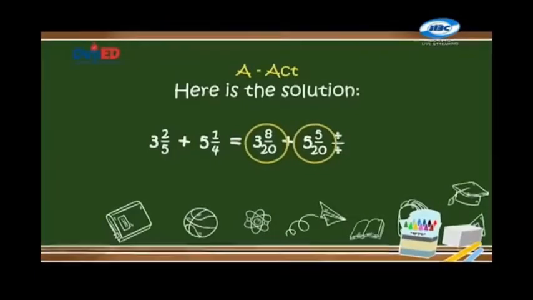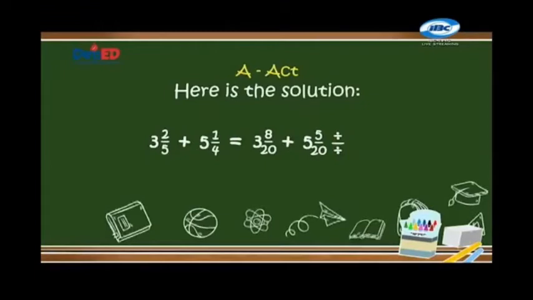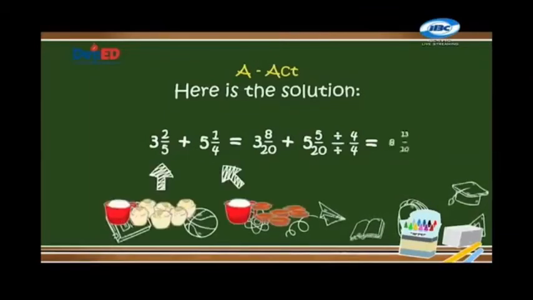Now, add first the whole numbers. 3 plus 5 equals 8. Then, add only the numerators. 8 plus 5 equals 13. And copy the common denominator, 20. We have 8 and 13/20ths.